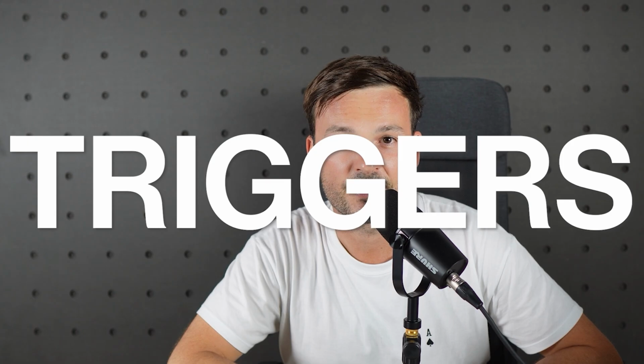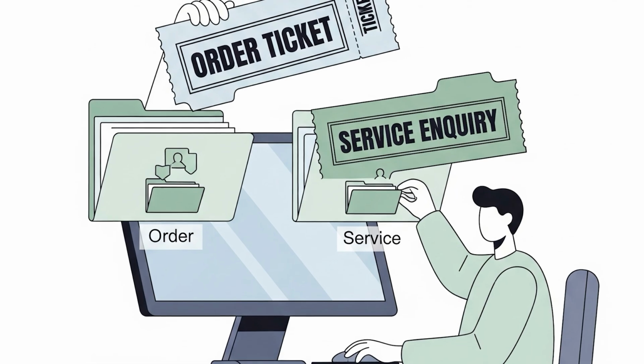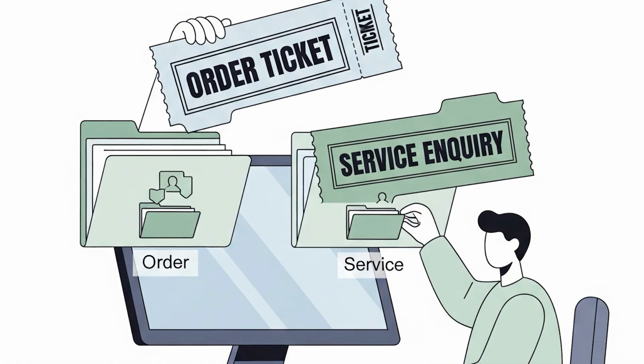But anyway, triggers. If something needs to happen right now, right when the ticket is created, right when you assign it to someone, right when a status changes, or when you mark it as an order ticket or a service inquiry, then that is a trigger. So let's go and look at an example.